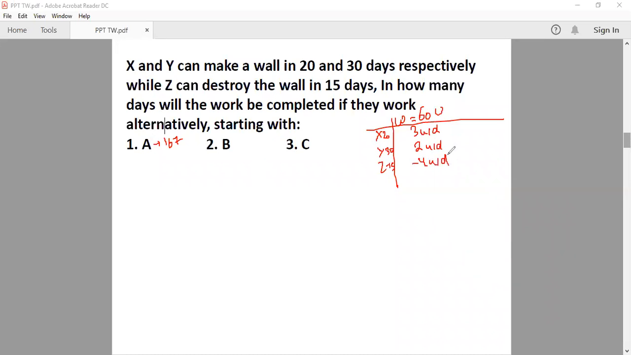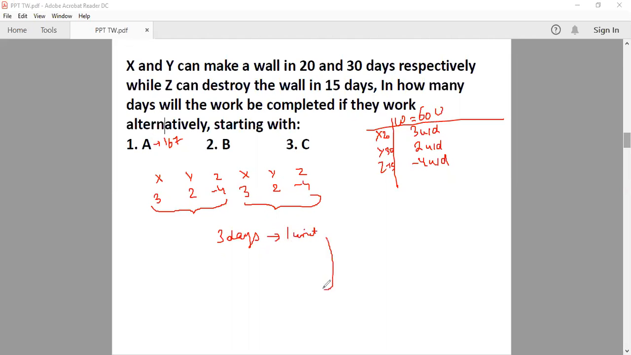Is this clear to everyone? I hope. Now they are working alternatively. Let's say first day X worked, Y worked, Z worked, then again X worked, Y worked, Z worked. So X did 3 units, Y did 2 units, Z did -4. So here the pair is of 3 days and the work done is 1 unit.